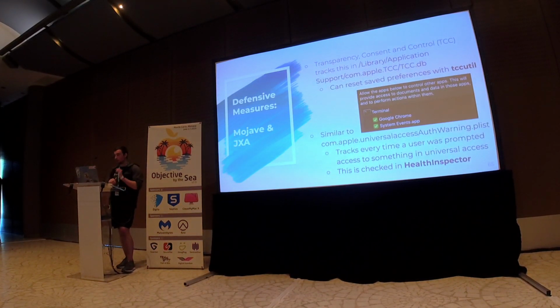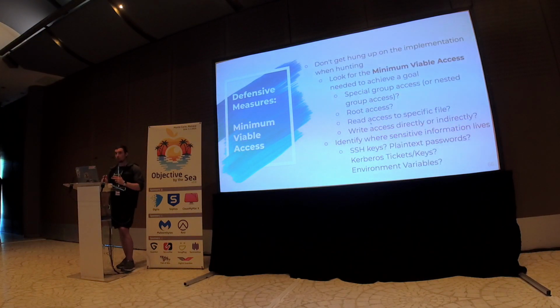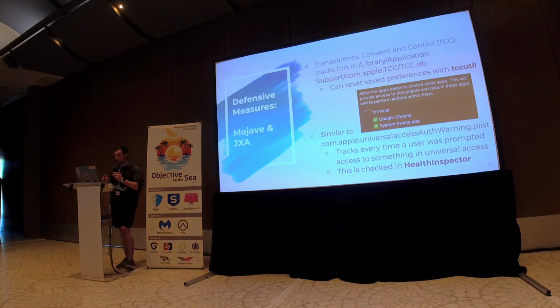Additionally, like I said here, you can use the TCC util to go through and reset this. Additionally, you can see here it's for every specific tuple. So if you try and access system events and Chrome separately, you get a pop-up for each one, and they can just be toggled of whether or not you want to approve or deny them.